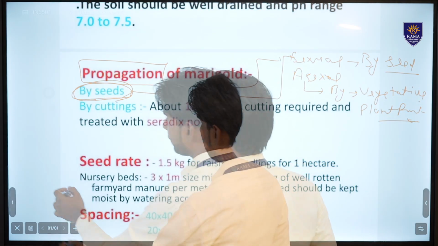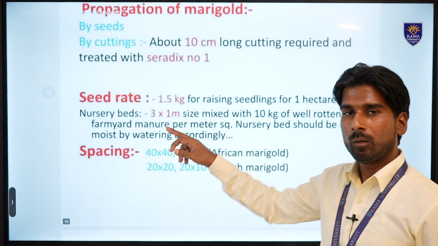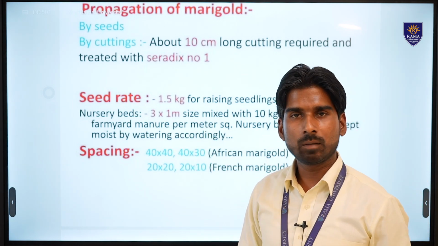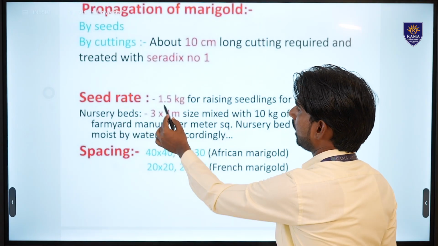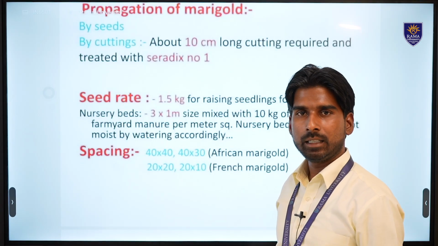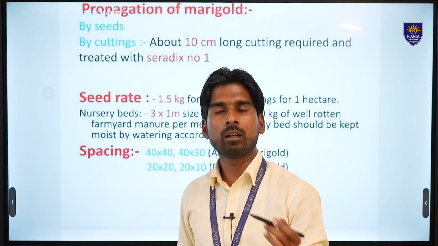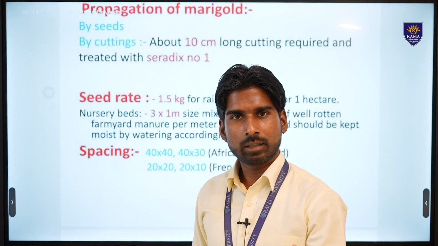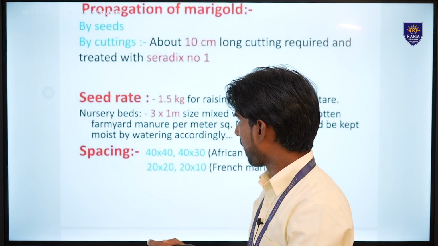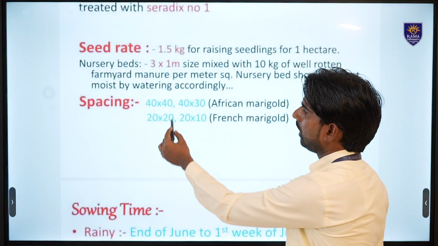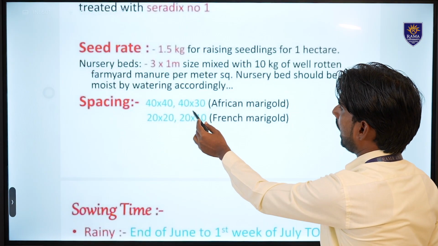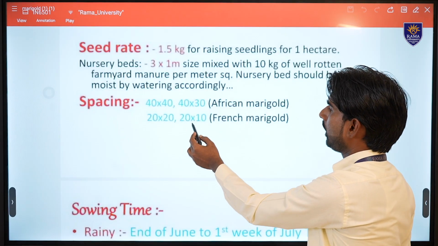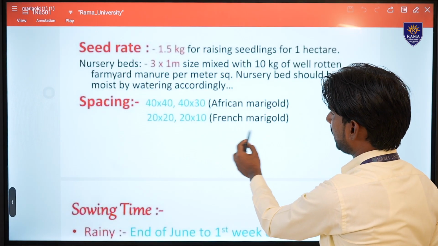Seed rate: how much seed is required for the cultivation of marigold per hectare? Here we are seeing 1.5 kg, which means 1500 gram of seed is required for 1 hectare. Spacing is 40 into 40 centimeter and 40 into 30 centimeter for African marigold, and 20 into 20 and 20 into 10 centimeter for French marigold.